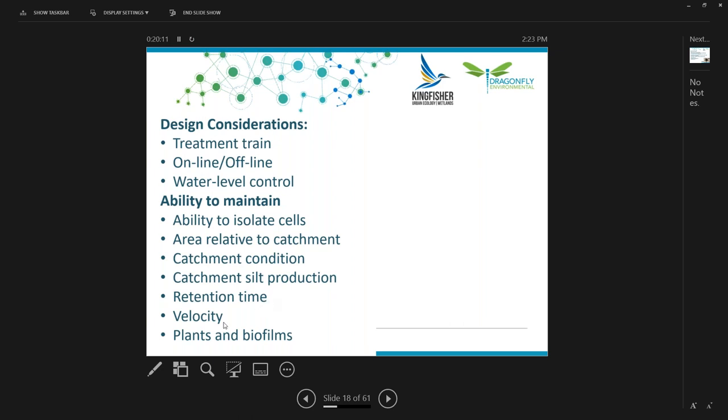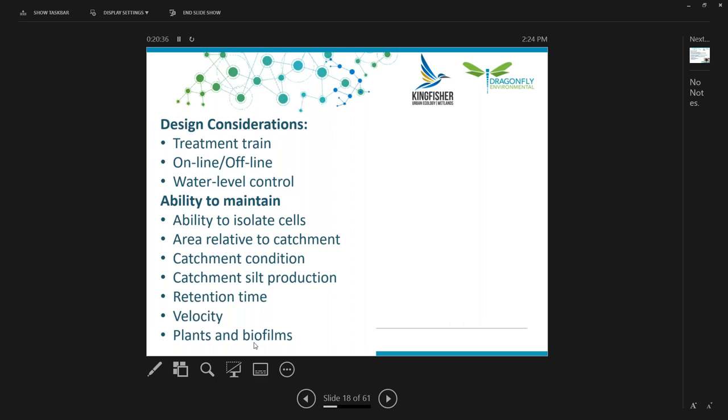Speaking of moving, velocity. Now, we mentioned that briefly in online versus offline. The online wetlands will need to be able to cope with whatever velocity comes down that waterway. Offline, we can manage it better and divert high velocity water. That will have a big influence on what we can put in place, what cleaning capacity we have, and also how well we can maintain it.